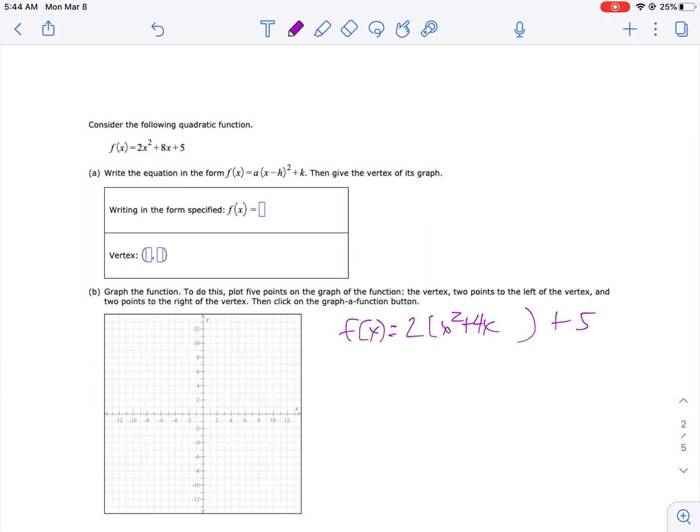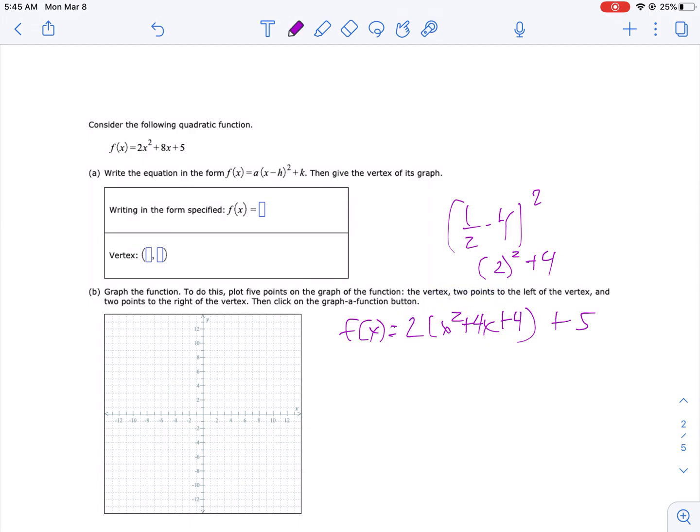Now I go to the side. I'm going to take half of my middle term. Put my parentheses in the wrong spot there. Half of 4, and I'm going to square that. Well, half of 4 is 2. 2 squared is 4. So I'm going to add 4. Now notice that I'm distributing, so I'm really adding 8. So 2 times 4 is 8.